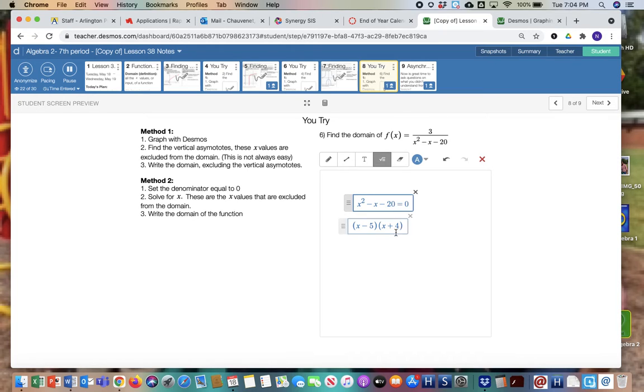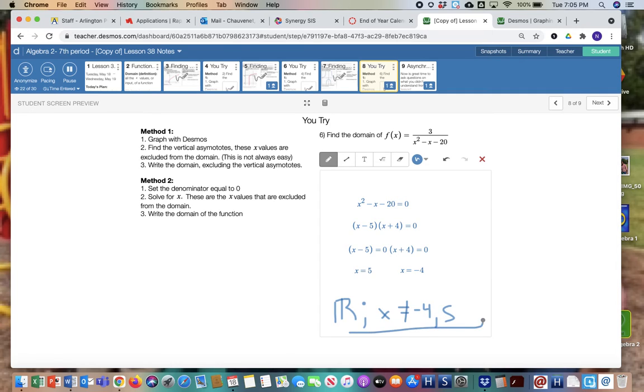If I set the denominator equal to 0, then you'd set each factor equal to 0. So you'd have x minus 5 equals 0, and also x plus 4 equals 0. What would your two solutions be? x equals 5 and x equals negative 4. Those are the two values you couldn't have. So the way you would write it is all real numbers except x cannot equal negative 4 and 5. That would be your answer.